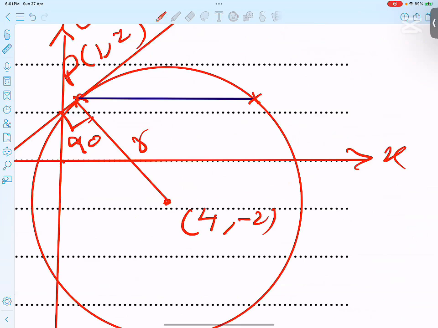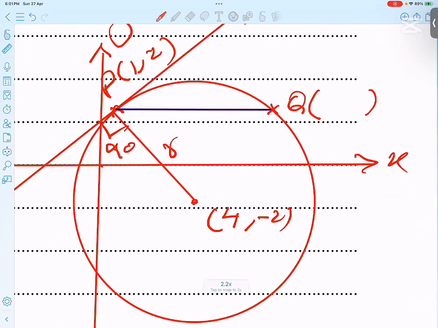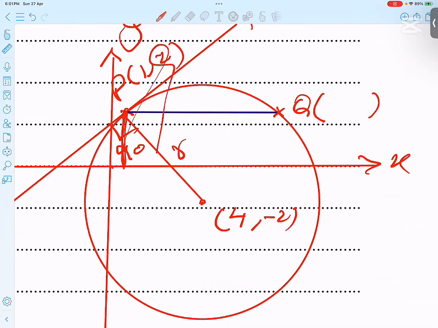So this point is Q. And the height of this point is naturally, what is the height here? 2. This height is also 2. And what is missing? The missing is, for example, let's call it k, the x coordinate. I don't know.